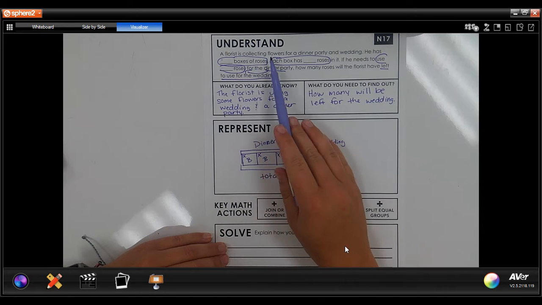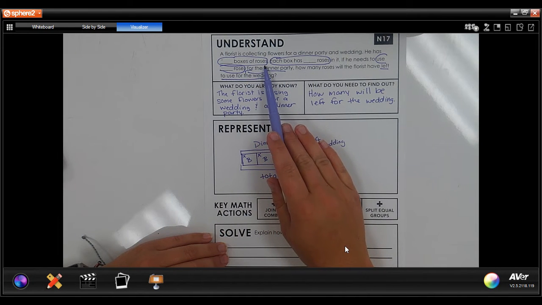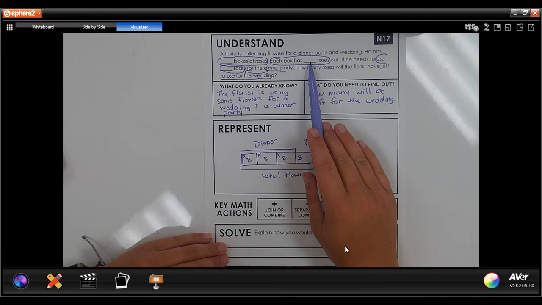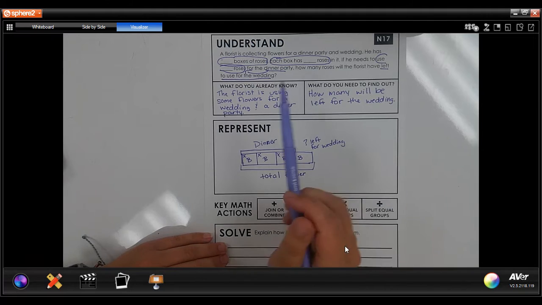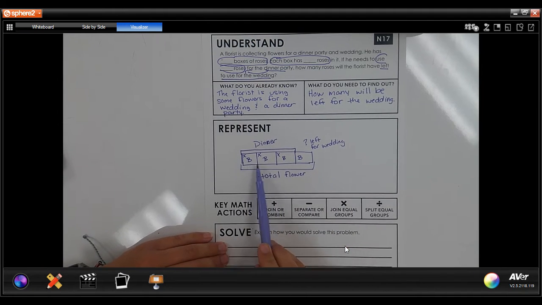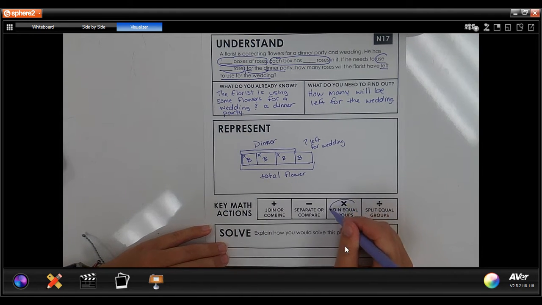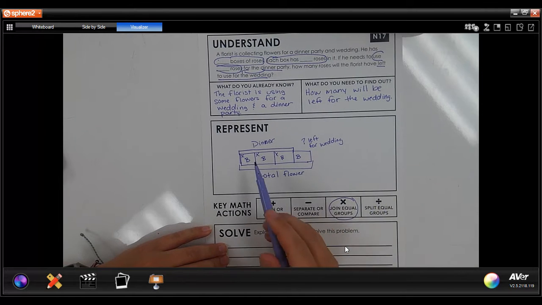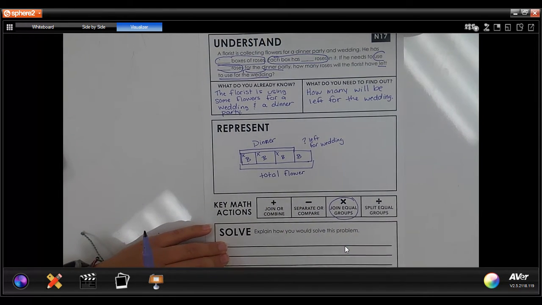It says a florist is collecting flowers for a dinner party and a wedding. He uses blank boxes of roses. Each box has blank roses in it. So that's my first part. I'm going to stop. If he has so many boxes of roses and the roses have so many in each, that tells me I probably need to multiply. For example, if there were 4 boxes of roses and there were 10 roses in each, I could say 4 times 10 would give me the total number of roses. So my first step would be to multiply.